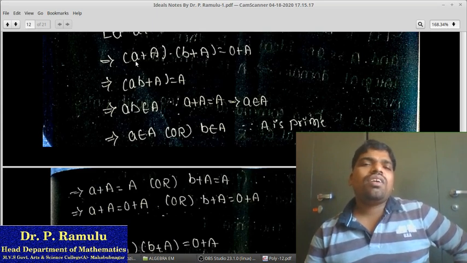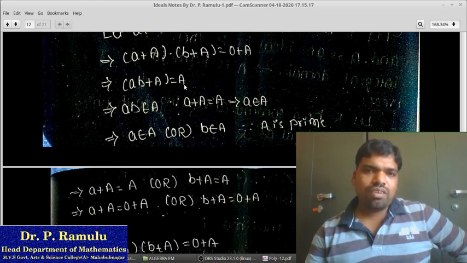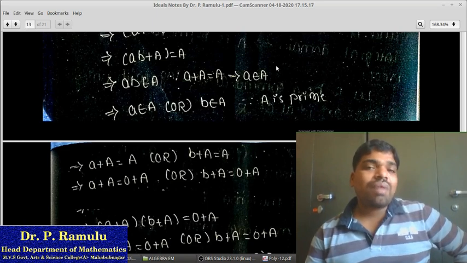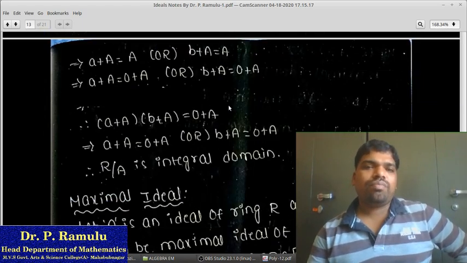That means here 0 plus A, the product of the numbers, how can you write as the product of cosets: AB plus A equal to 0 plus A. Which implies AB plus A equal to A, which implies AB belongs to A, since you already know that a plus A equal to A implies a belongs to A, properties of cosets. AB belongs to A, since A is a prime ideal, which implies a belongs to A or b belongs to A.